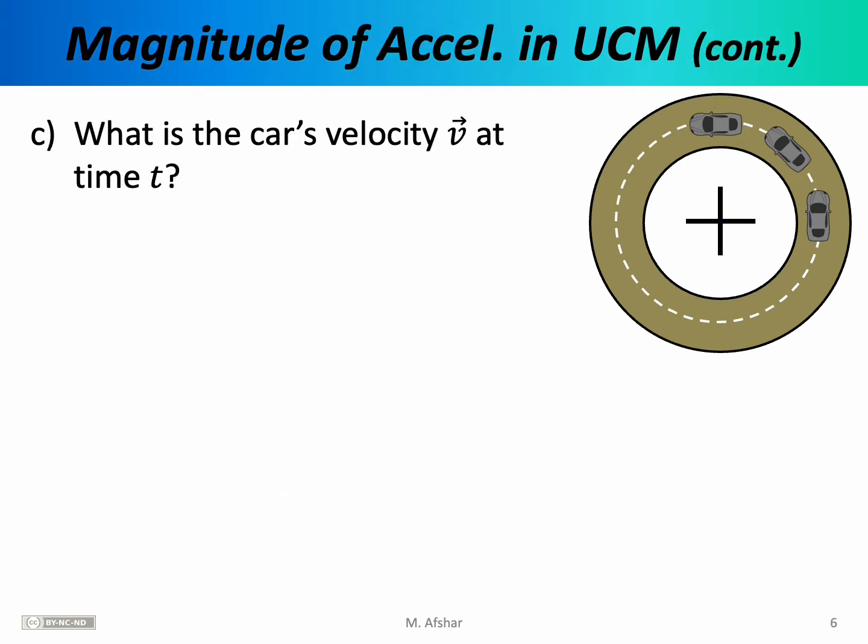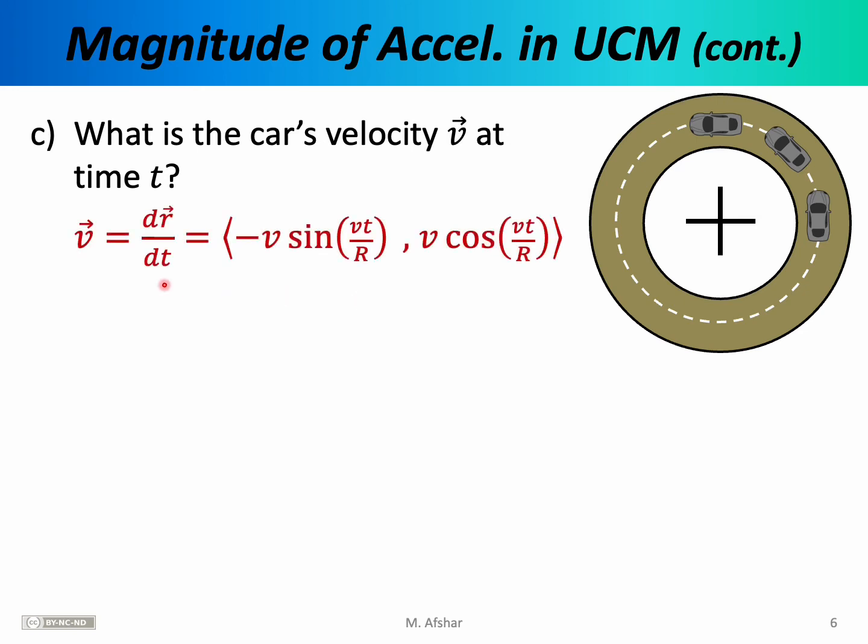Next, we'd like to know about the car's velocity at any given time. We'd like to know how the velocity depends on time so that we can calculate the x and y components of velocity at any given time. Recall that velocity is simply the derivative of the position vector. Of course, the position vector has two components, an x component and a y component, so you will have to take the derivative of x and y separately.